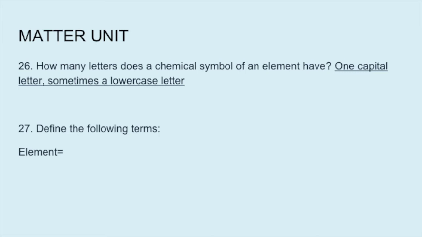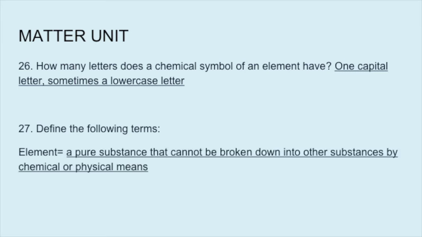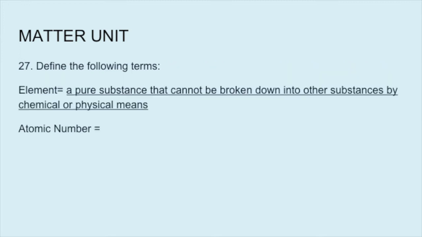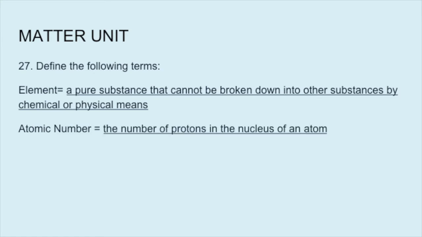And then 27 just has some definitions for you to copy down. Right? An element is a pure substance that cannot be broken down into other substances by chemical or physical means. So an element is the most basic of that substance. Atomic number, we've already looked at a couple times, but atomic number is the number of protons in the nucleus of an atom, and that's that big main number on the periodic table.